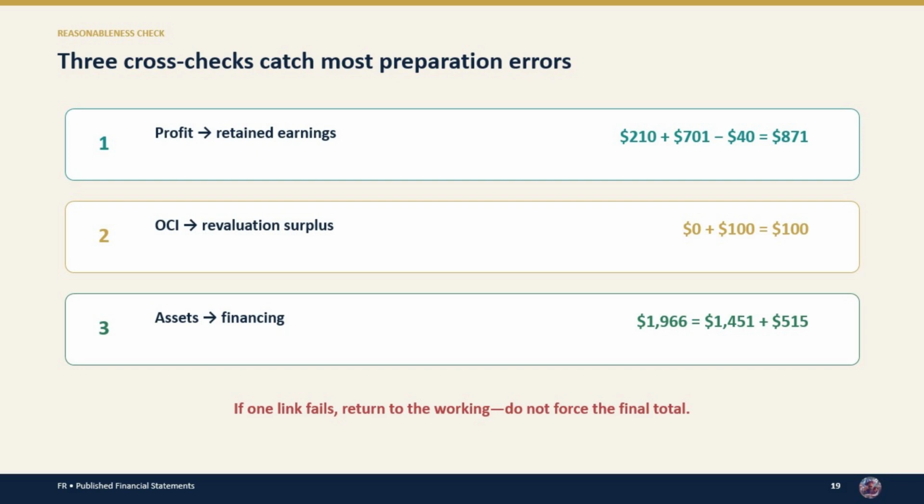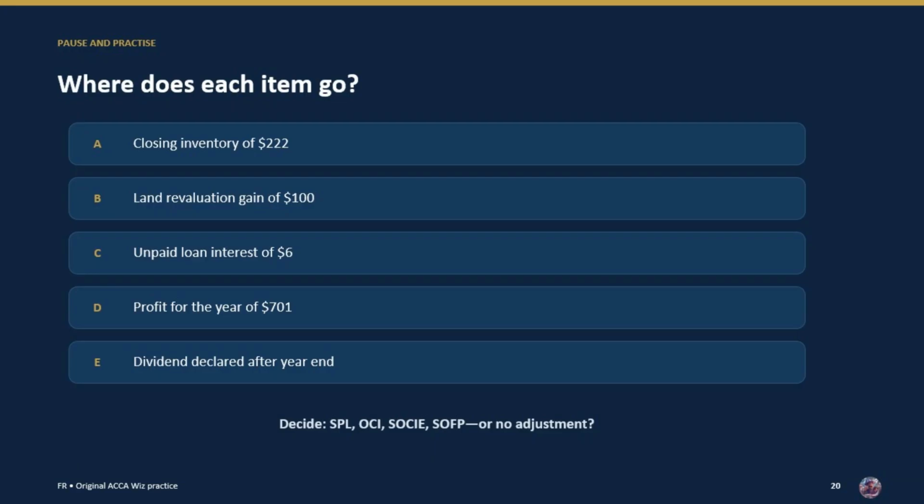A retained earnings failure points toward profit, dividends, or opening equity. An equation failure points toward an omitted or duplicated balance. Pause and classify each item. For closing inventory 222, decide the asset and cost of sales effects. For land revaluation 100, decide whether it belongs in profit or other comprehensive income and which reserve changes. For unpaid interest 6, identify expense and liability. For profit 701, identify where it moves within equity.